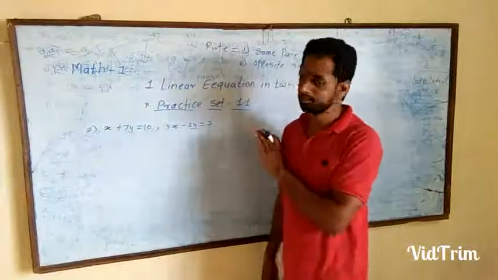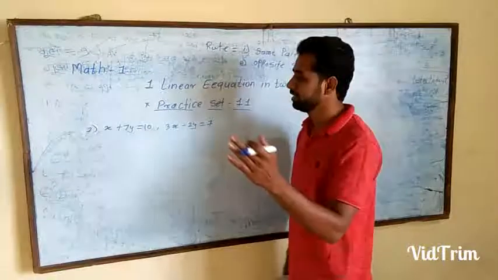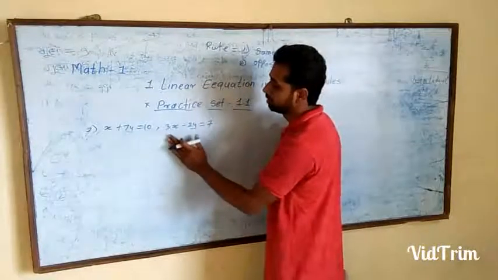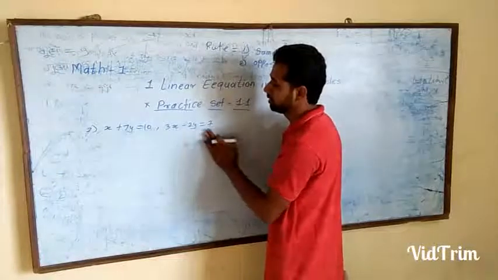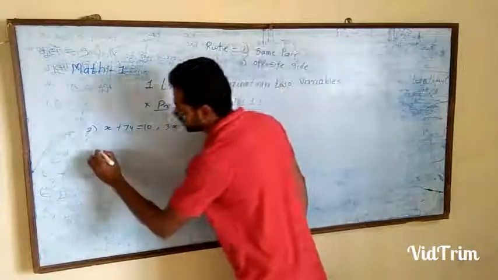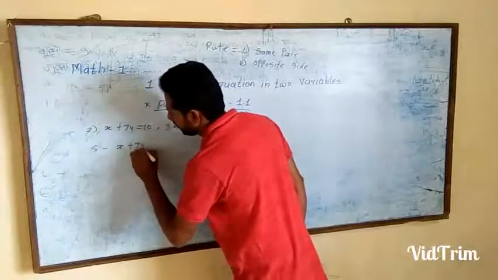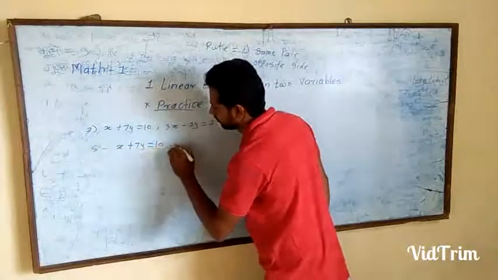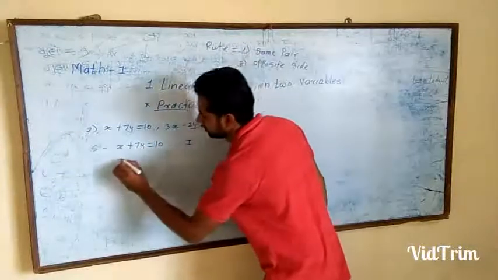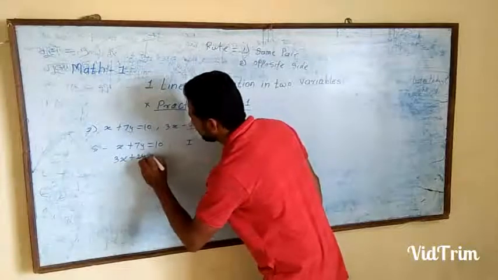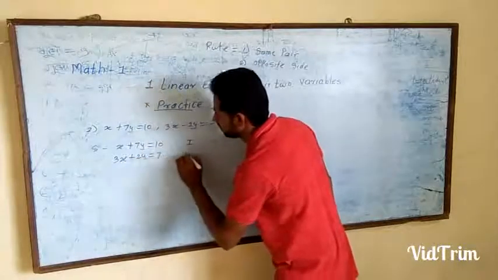Second example: x plus 7y is equal to 10, and 3x minus 2y is equal to 7. Solution: x plus 7y is equal to 10, as in the first equation, and 3x minus 2y is equal to 7, as in the second.